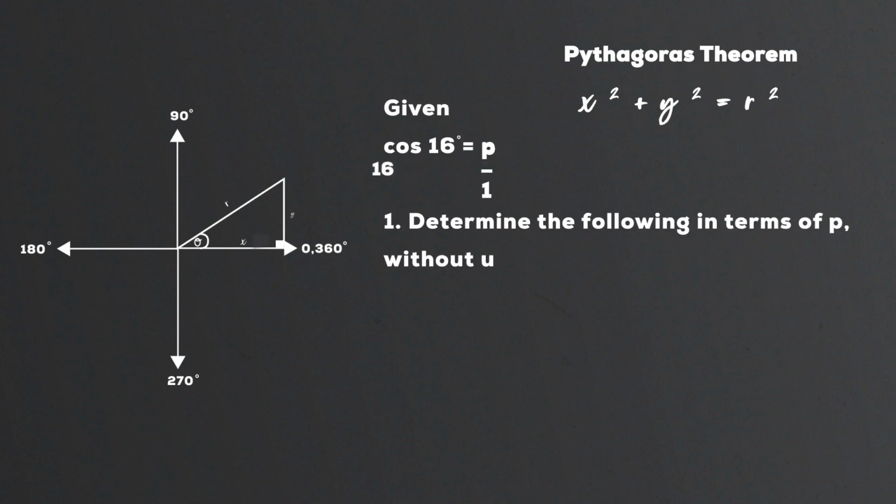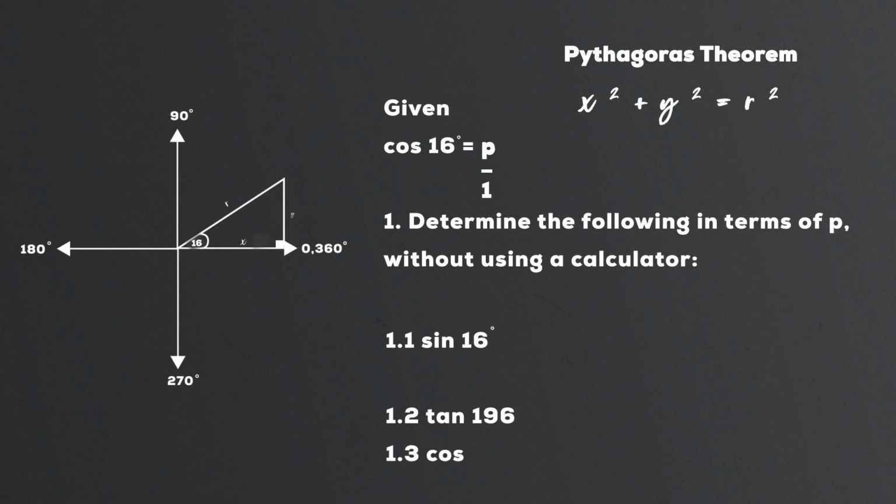In our question, cos 16 is equal to p, and p has a denominator of 1. Yes, p is adjacent to our angle 16 and 1 is our hypotenuse. If we are required to work out sine 16, we'll definitely need the opposite side y. But with the theorem of Pythagoras, it is easy to find this mysterious y. By simply substituting the two sides, x and r, we can find the value of y as the square root of 1 minus p squared.